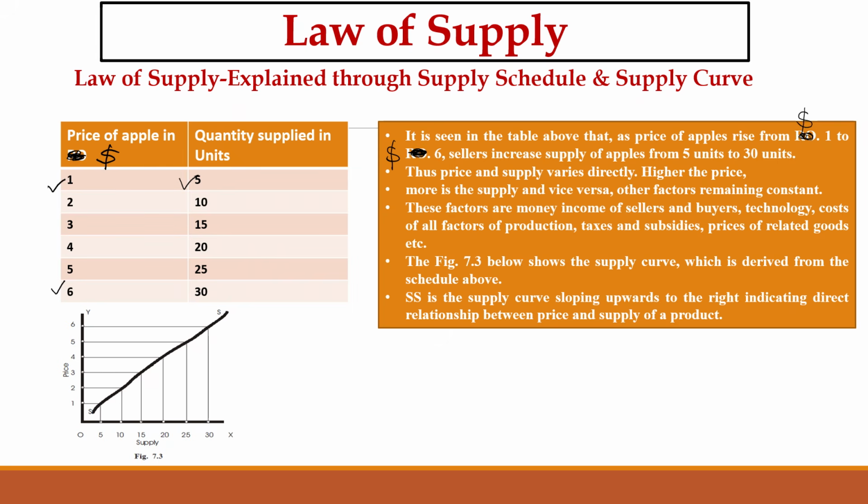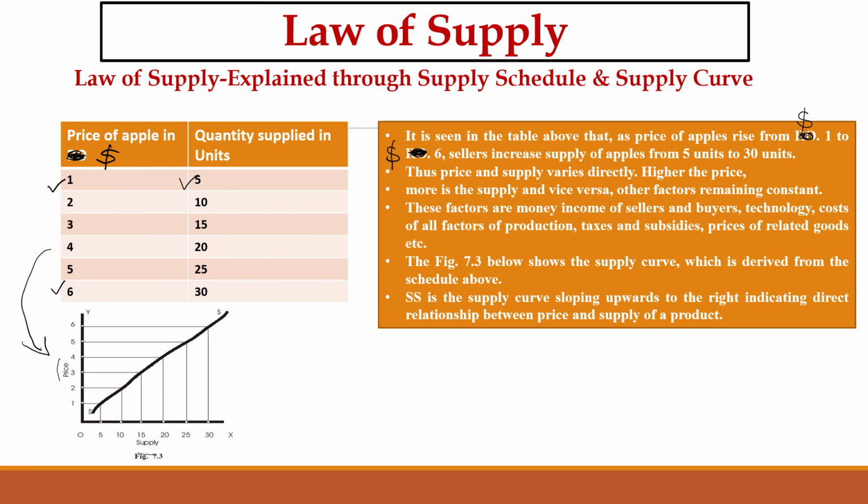So the figure 7.3 below shows the supply curve. This is a supply curve which we have drawn from this table. See, on the x-axis we have written the quantity supplied. On the y-axis we have mentioned the prices. Then we have plotted 0, 5, 10, 15, 20, 25, 30, and we have written the price 1, 2, 3, 4, 5, 6.